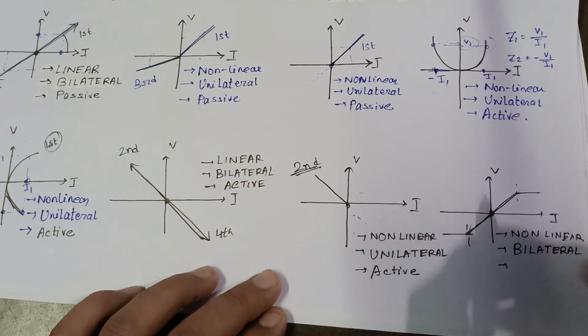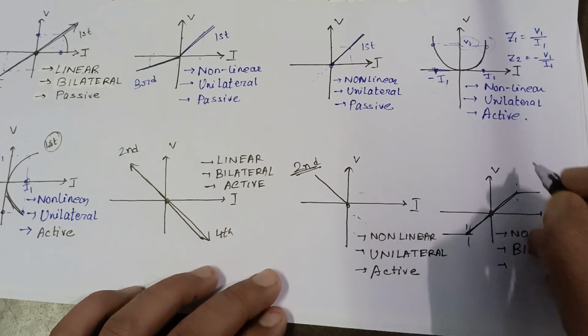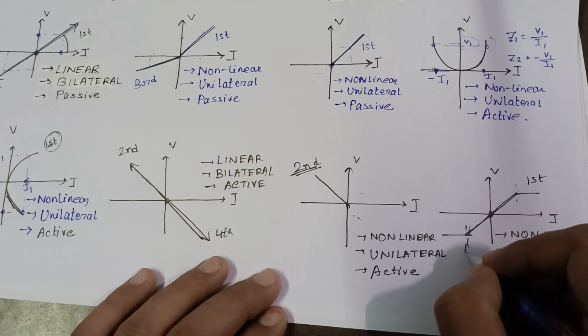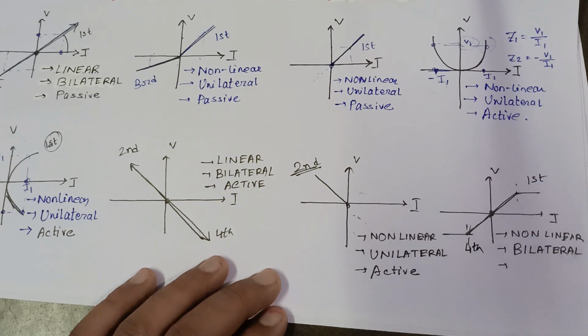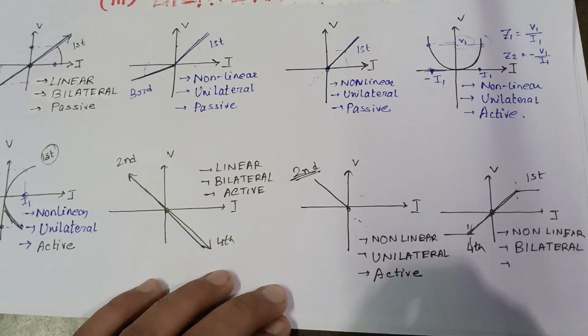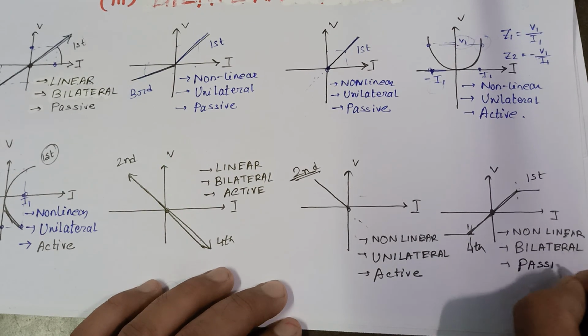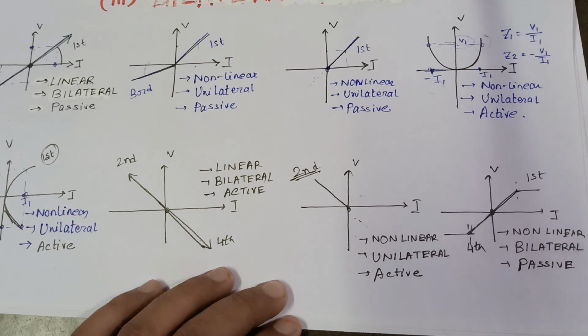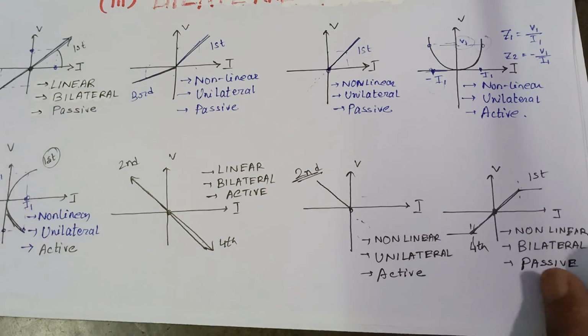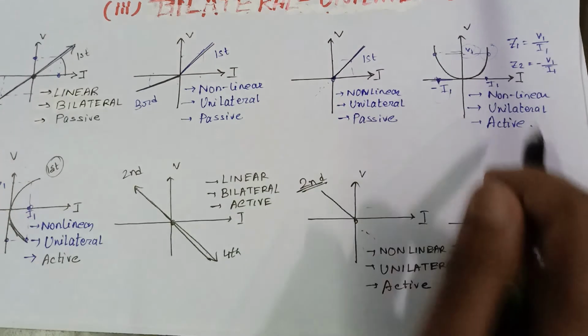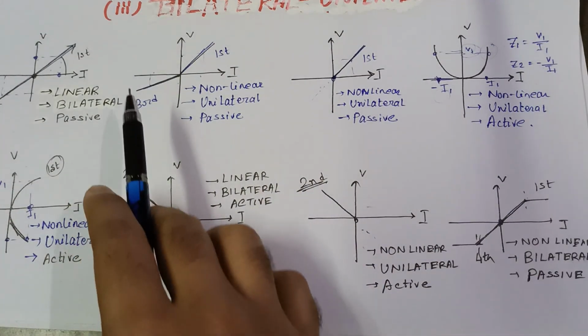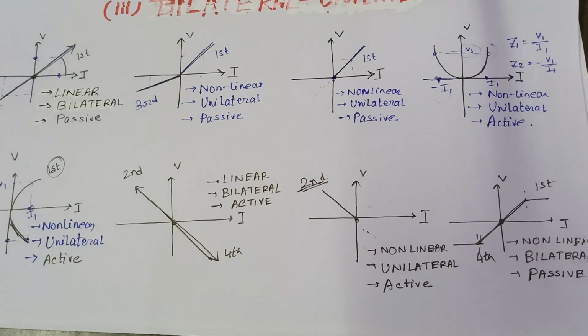And the slope is positive, because it is lying on the first and fourth quadrant. So if the slope is positive, it should be a passive element. So I think after analyzing all these VI characteristics, the properties which are linear, bilateral, passive, active, unilateral, non-linear, these are clear to you.